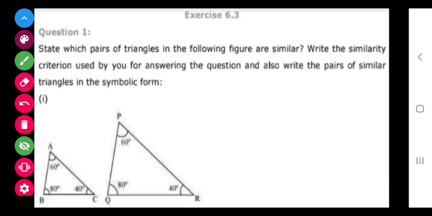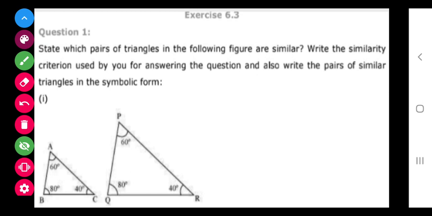Now class, in the first question we have to state which pair of the triangles of the following figure are similar. Write the similarity criteria used by you for answering the questions. Also write the pair of similar triangles in symbolic form.